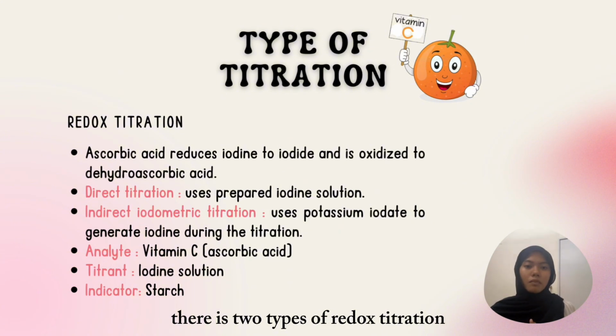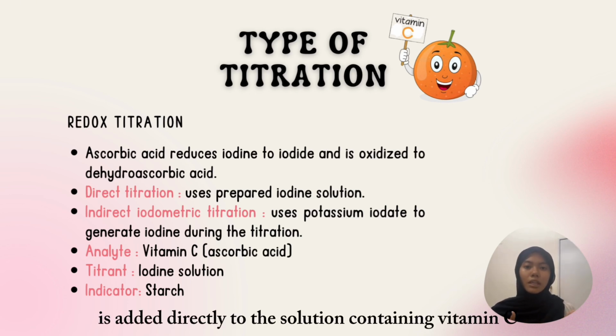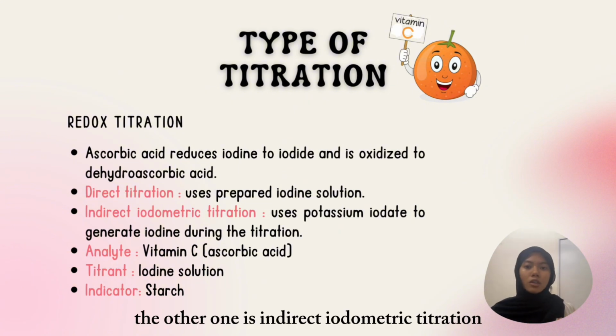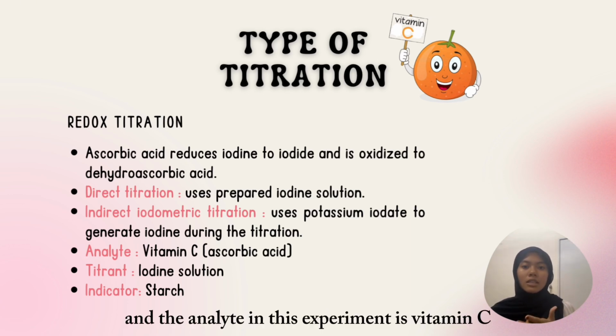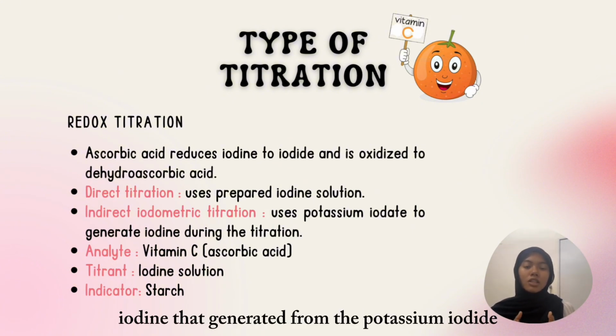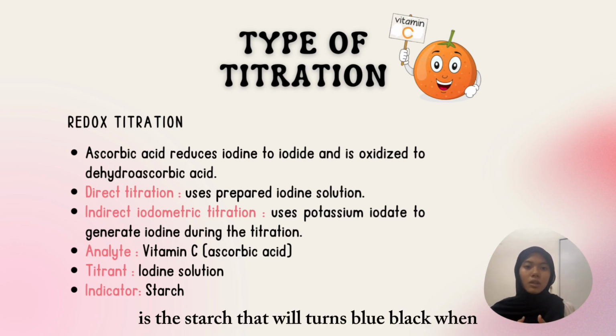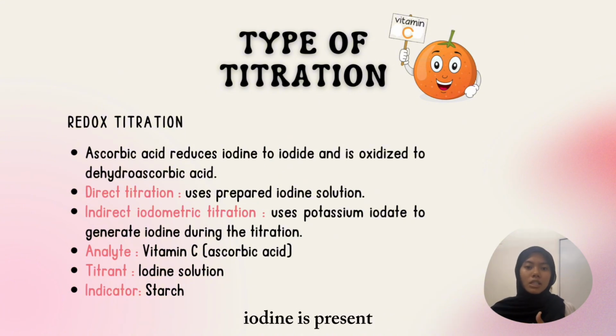There are two types of redox titration used, which is direct titration. Direct titration uses a prepared iodine solution, and the iodine is added directly to the solution containing vitamin C. The other one is indirect iodometric titration, where they use potassium iodate to generate the iodine during the titration. The analyte in this experiment is vitamin C, which is the ascorbic acid. The titrant is iodine solution, or the iodine that is generated from the potassium iodate, and the indicator is the starch that will turn blue-black when iodine is present.